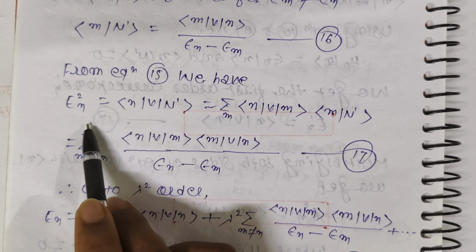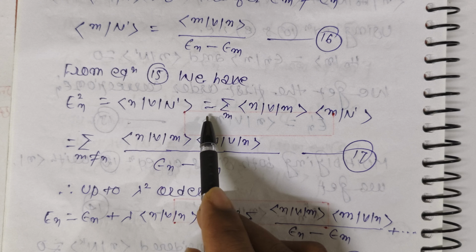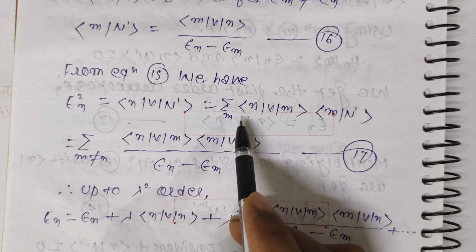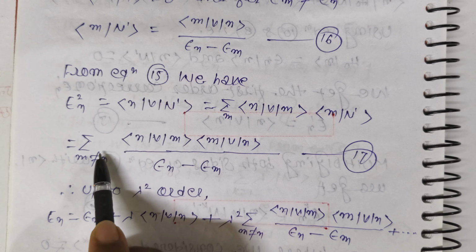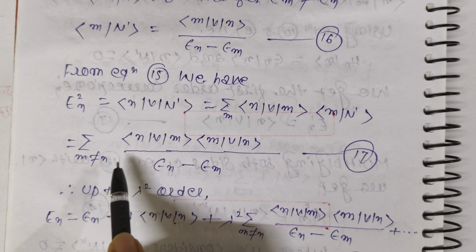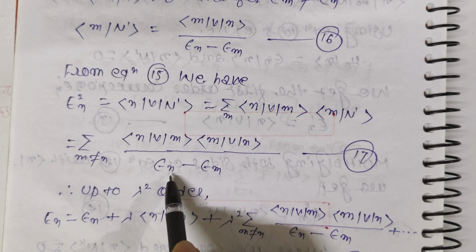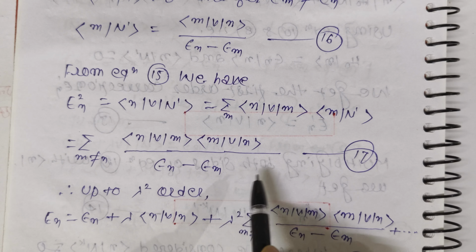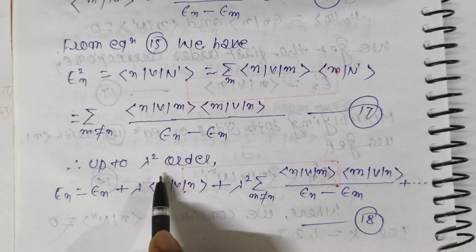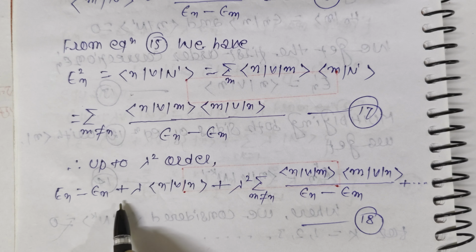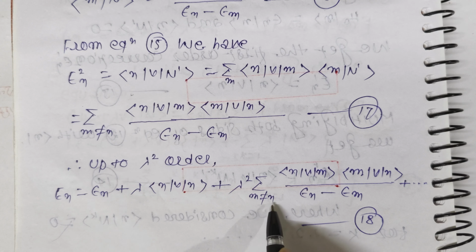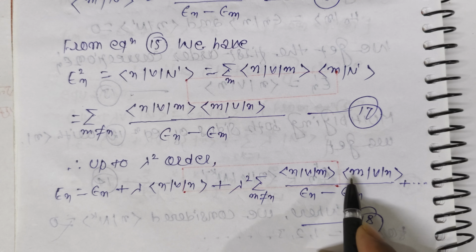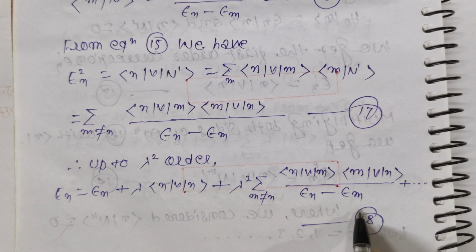From equation 15, we have En2 is equal to <n|V|n1>, which is equal to summation m not equal to n of |<m|V|n>| square by (En minus Em). This is equation 17. Up to lambda square order, Εn is equal to En plus lambda <n|V|n> plus lambda square summation m not equal to n of |<m|V|n>| square by (En minus Em). This is equation 18, friends.